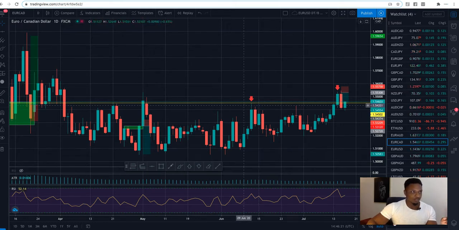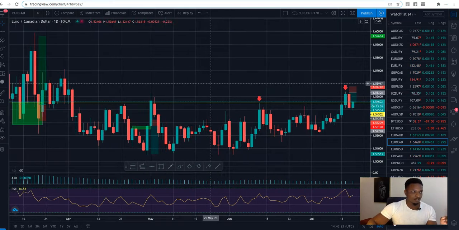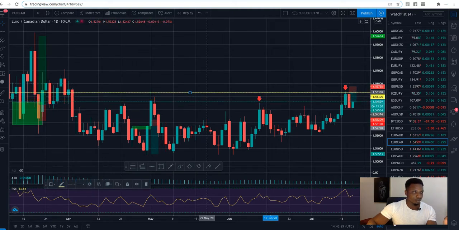But let me show you something. If you look left, because you always have to look left, because structure leaves clues. Okay, so if you look left and move this a little bit higher, what do you see here?